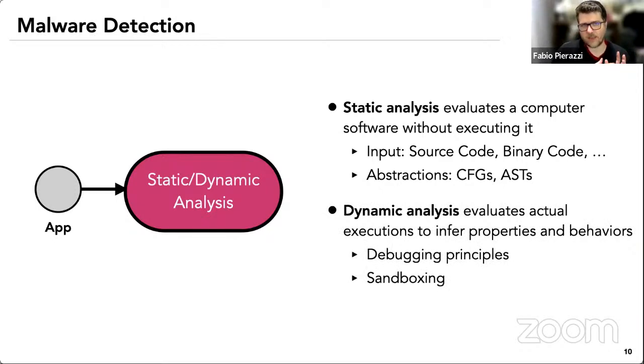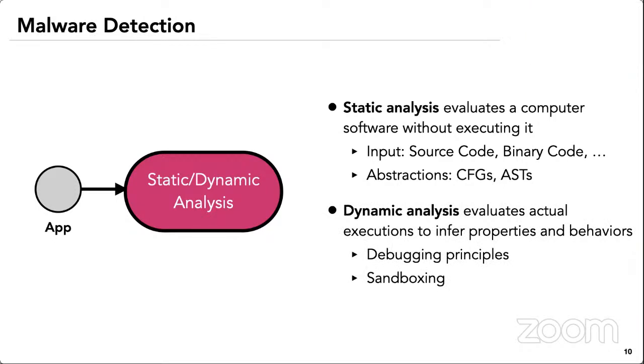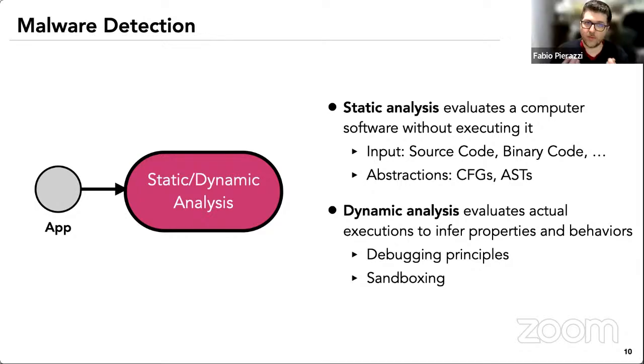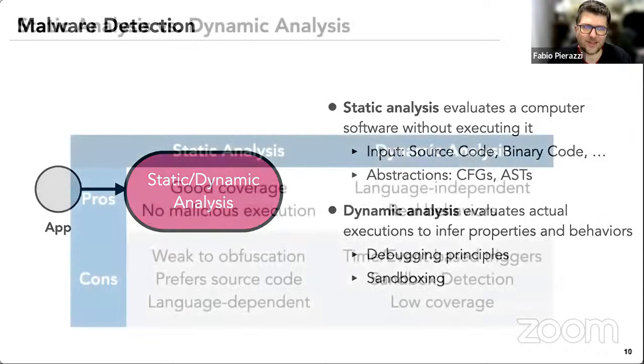Whereas in dynamic analysis, it's kind of an orthogonal approach in which we evaluate actual executions of programs to infer properties and behavior. So dynamic analysis is mainly conducted through the same principles of debugging, like when you insert breakpoints, you monitor and track the values of variables and states of the system. And typically for dynamic analysis, you have to kind of sandbox the system. You use sandboxing as in isolating the execution of an application, because if it is malicious, you want to contain the malicious behavior. For example, you do not want the ransomware to infect your own system.